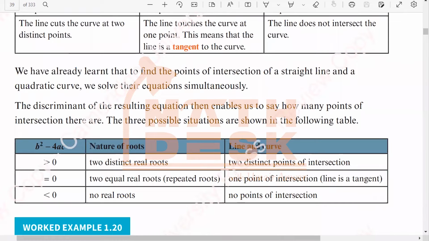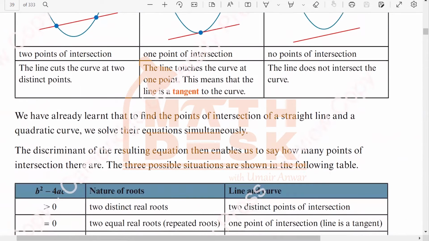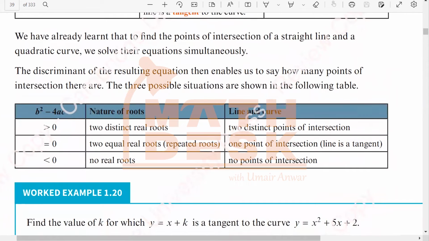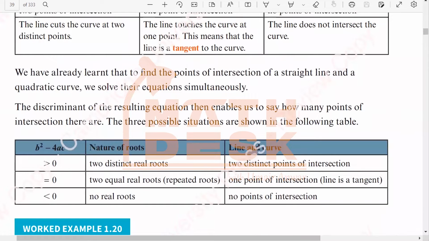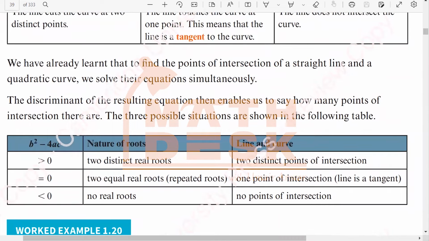So if we are provided with a quadratic equation and a linear equation, and we try to find out how many points of intersection they are going to have, then we can find this using the discriminant also. For example, we replace y in the equation of the curve, and we get a quadratic equation in x, and then we try to find out how many values of x there are going to be and what sort of roots we are going to get from that quadratic equation.